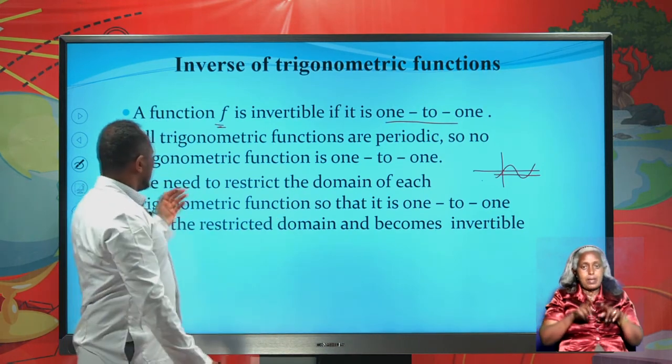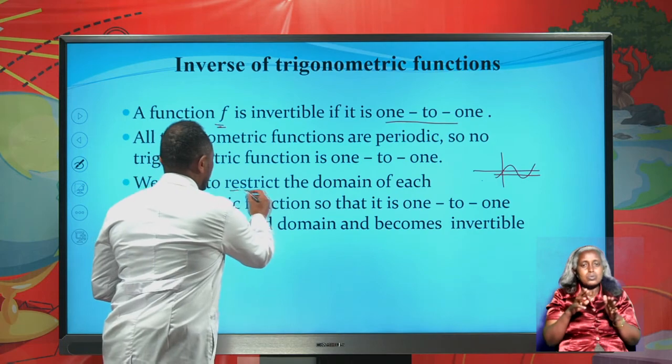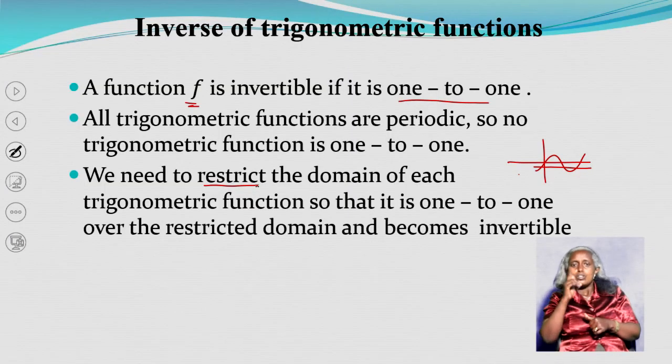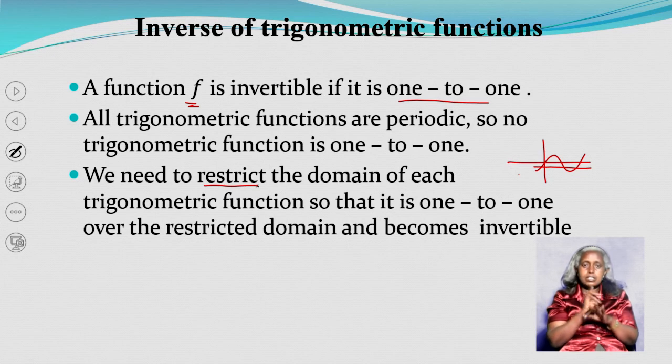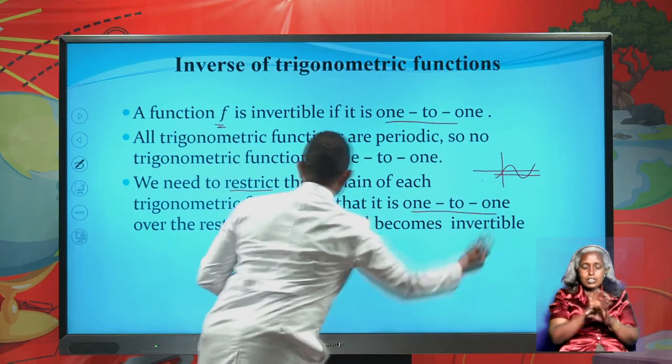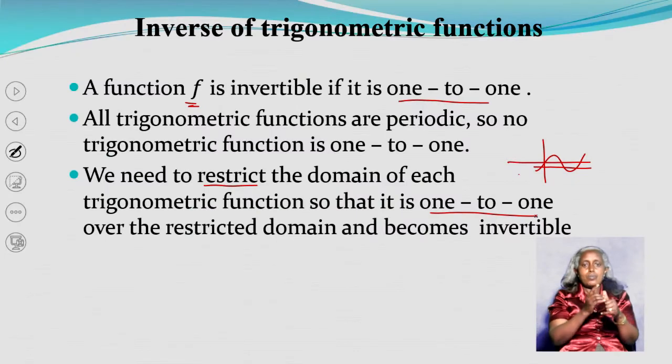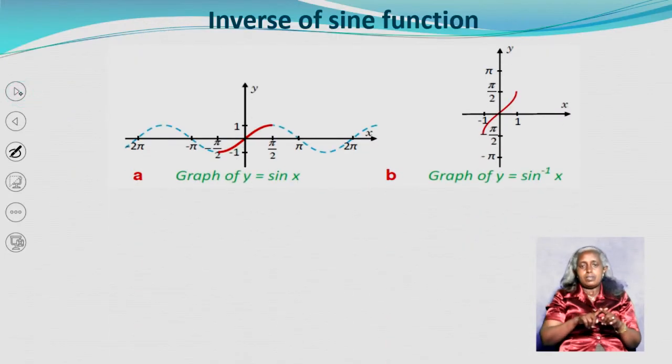But if you restrict the domain of each trigonometric function, it will be 1 to 1. So we need to restrict the domain of each trigonometric function so that it is 1 to 1 over the given domain and it becomes invertible. Now let's start from the inverse of the sine function.